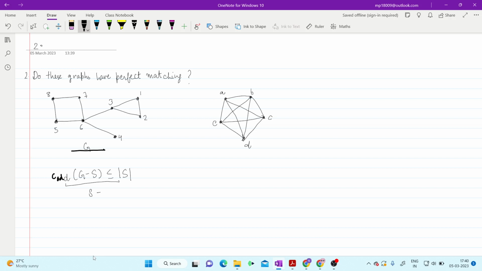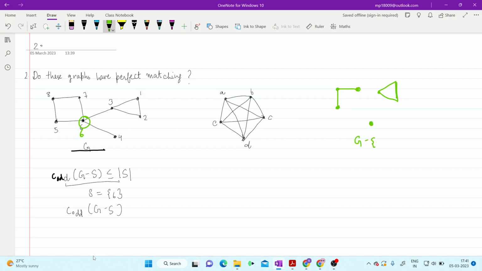So what you do is you first try to take your S to be 6 and then see what the c odd of G minus S is coming out to be. If we remove 6, how many odd components will this graph have? Two? So one, two, three. 3, right? Yes, ma'am. 7 8 5, and 1 3 2, and the 4.